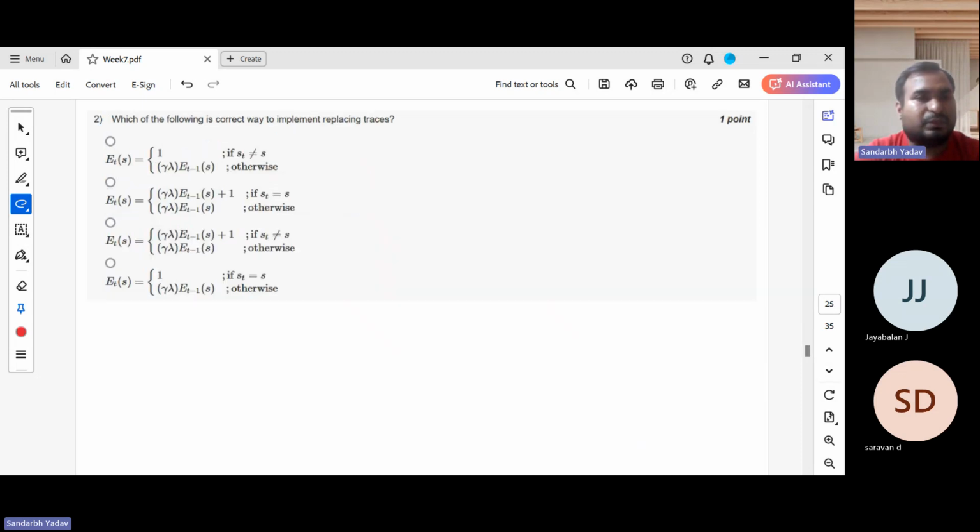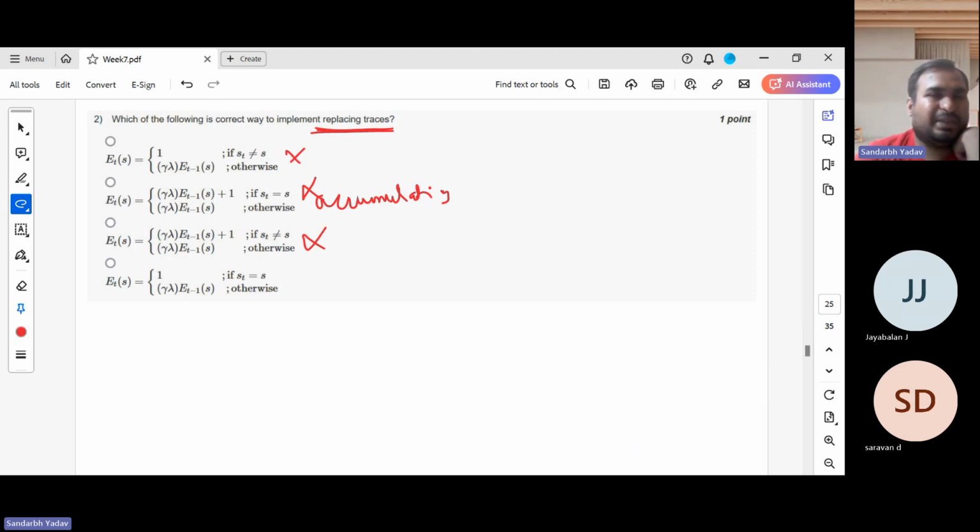Now I'll move to the next question. Which of the following is the correct way to implement replacing traces? In replacing traces, we make it one if we visit that state, otherwise we simply decay. Here we are making it one if that state is not visited. This is wrong, right? This is the reverse of replacing traces. These two terms are essentially switched up. And here we are decaying and adding plus one. This is accumulating, right? This is also wrong, but these two terms are kind of switched out. So this is also wrong. And this is the replacement process, right?